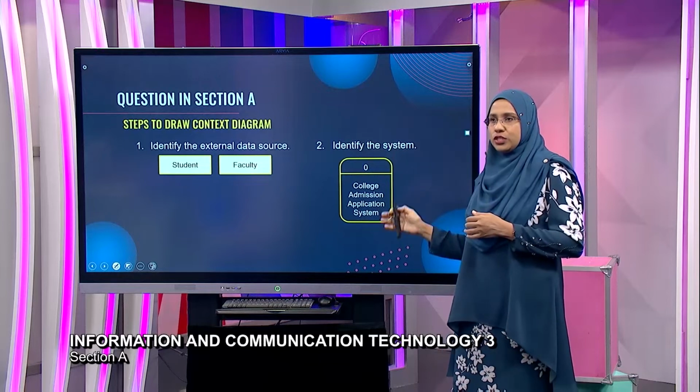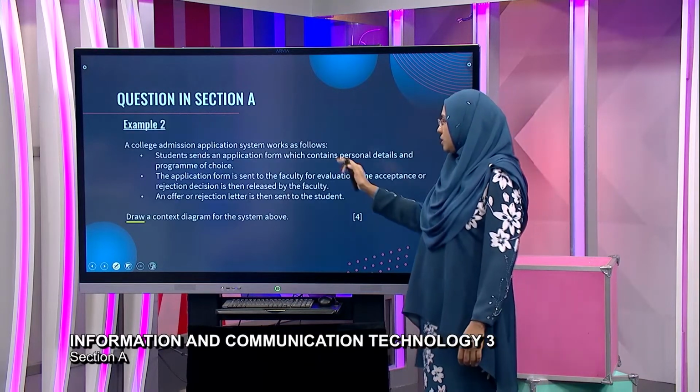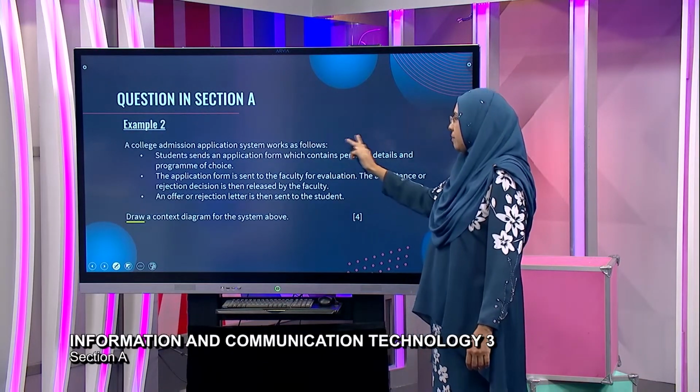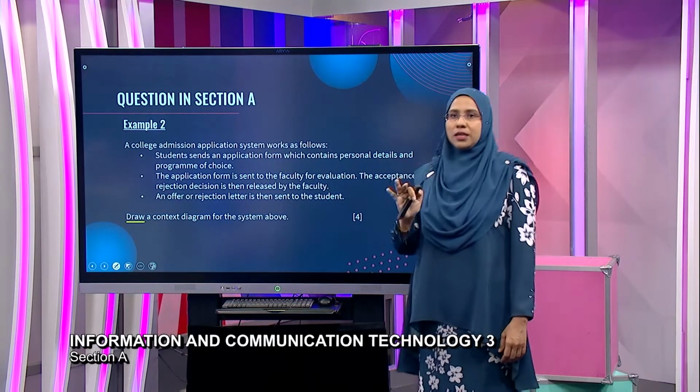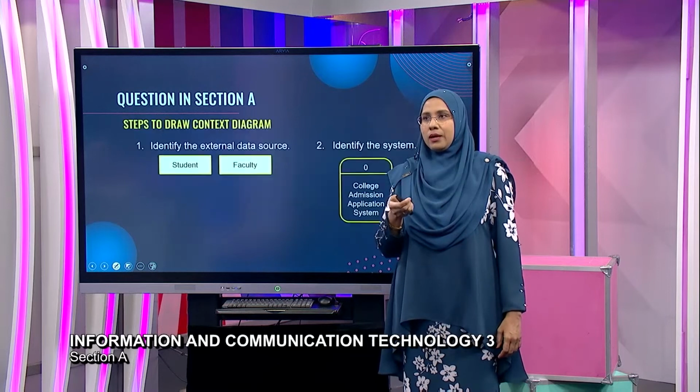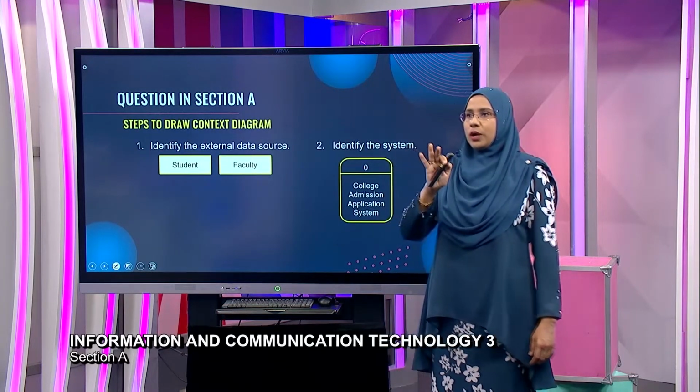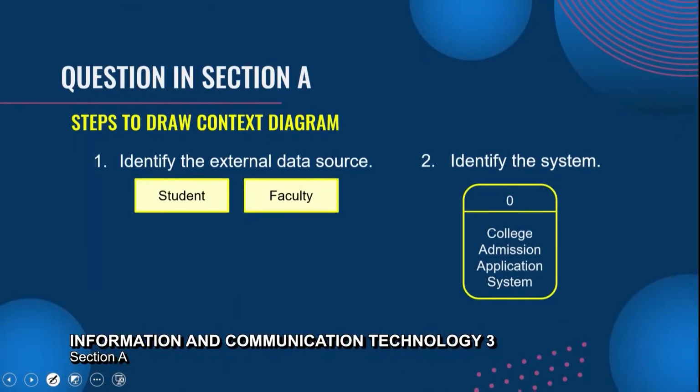Alright, so first, you must identify the data source. In this question, the data source is the student because the student sends the application, and another data source is the faculty because the faculty will evaluate. Alright, so after you identify the data sources, then you identify the system. The symbol used for the system is like this. And then you must write the number, which is 0. This is for the context diagram.